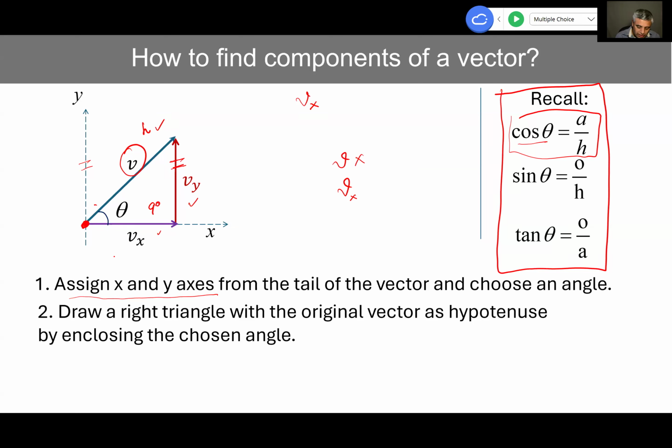So we want the adjacent side, and we know the hypotenuse. Now we need to look at what trig function relates adjacent and hypotenuse. Which function is it: sine, cosine, or tan that relates adjacent and hypotenuse? Can you type that in the chat? Is it sine, cosine, or tangent that relates adjacent and hypotenuse?